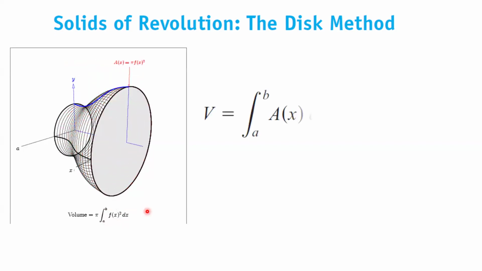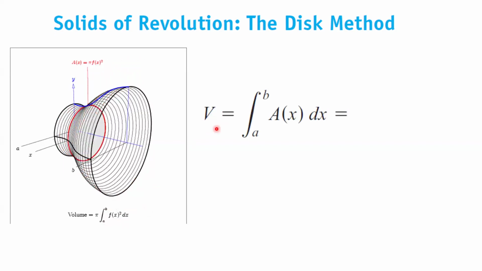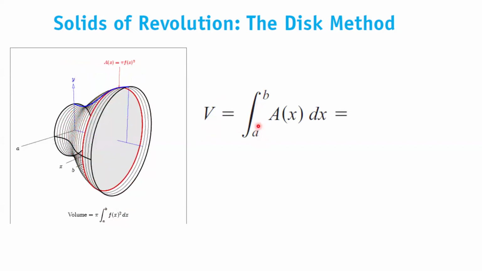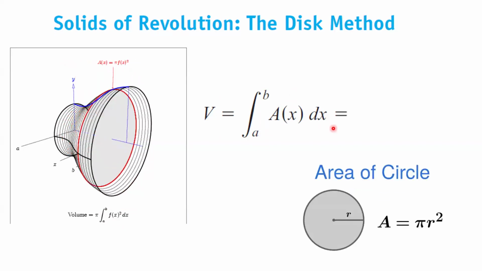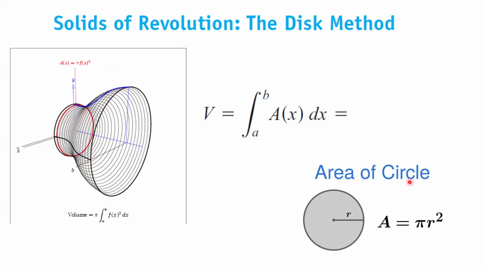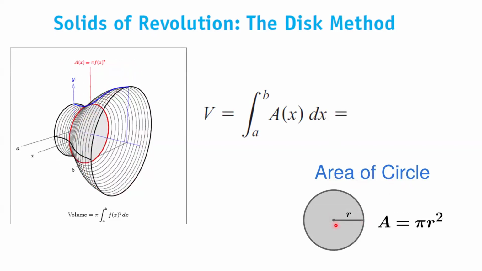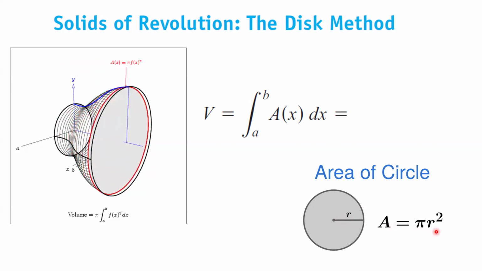Where does it come from? Remember the way that we defined the volume. It is the definite integral of the area of the cross-section dx. Remember the area of a circle. If you have radius r, the area which depends on r is pi r squared.